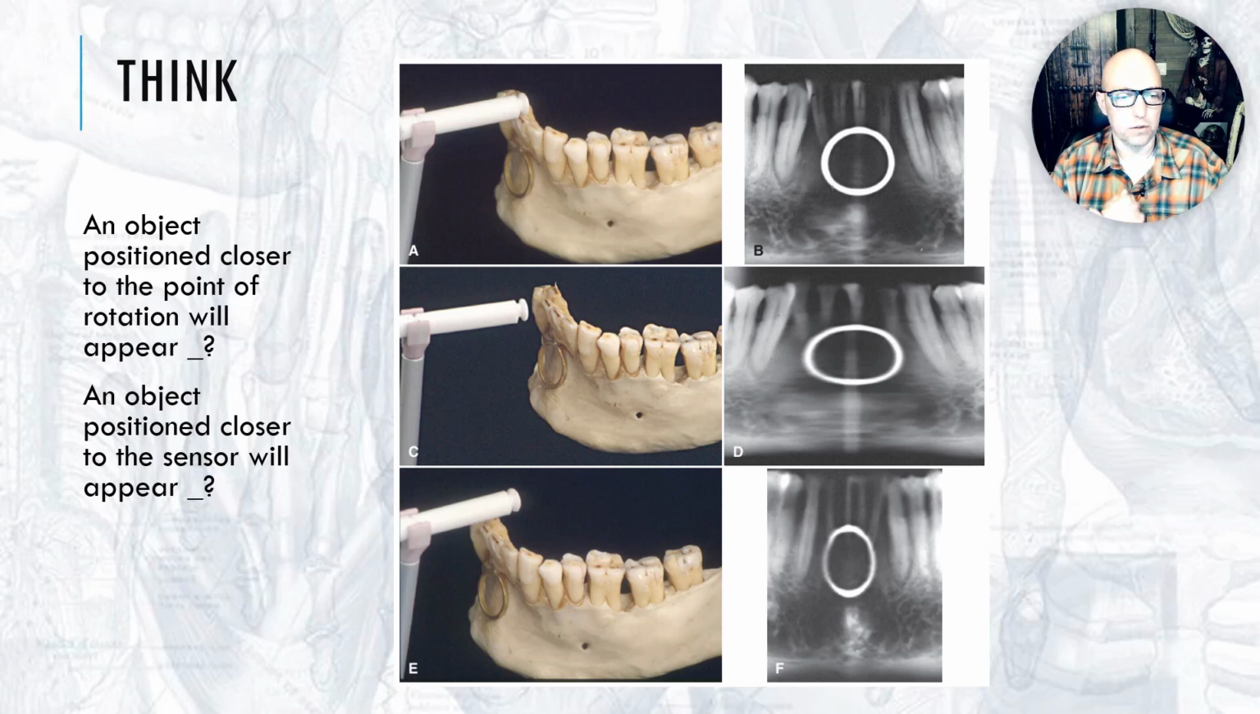All right, now hopefully that all made sense, and if it did, I'm going to test you on it. So here's a thought question for you. An object positioned closer to the point of rotation, how's that going to appear? If something's positioned closer to the point of rotation, where is that? More toward the lingual? More kind of toward the inside? It should be magnified. Think closer to the point of rotation. Closer, it's similar to being closer to the source. And so it's going to be magnified, but exaggerated in the horizontal dimension. And so stretched out horizontally. That's our C and D here, closer to the point of rotation. And conversely, object positioned closer to the sensor is going to appear how?